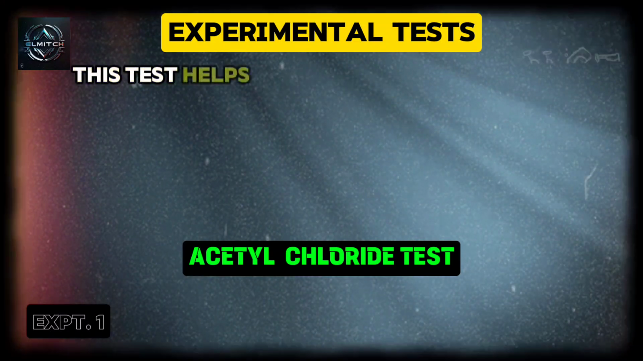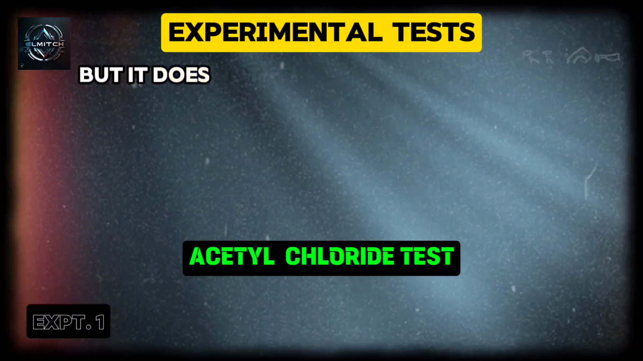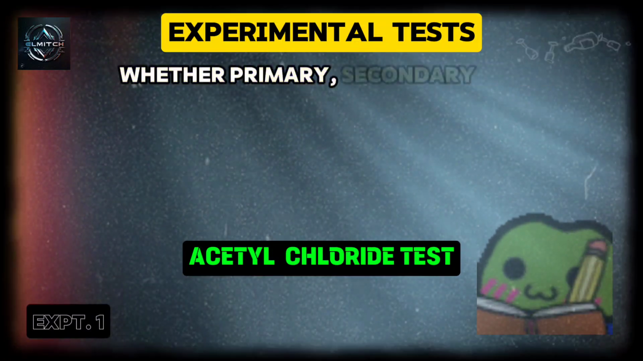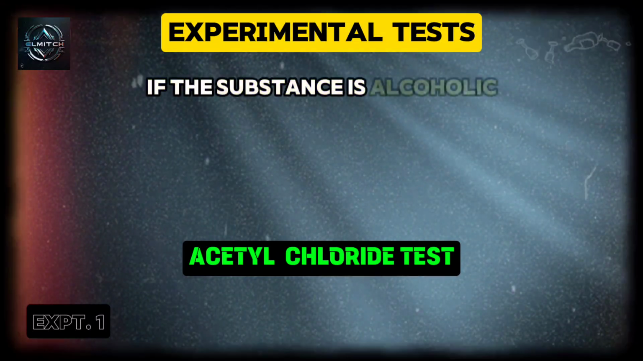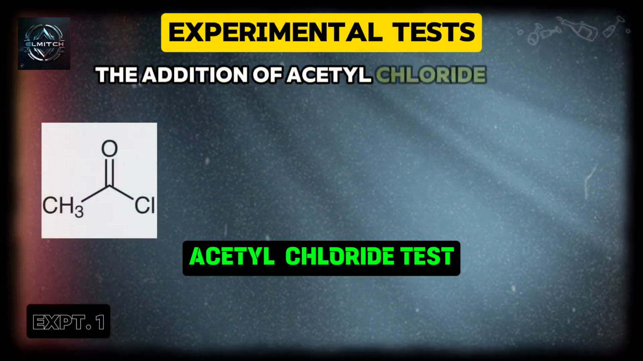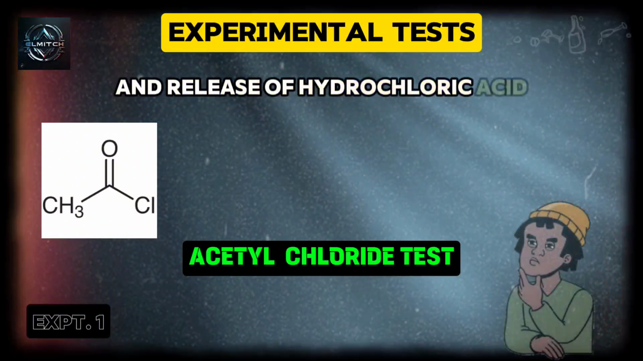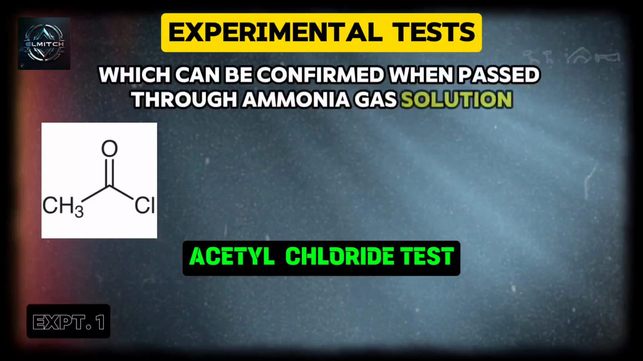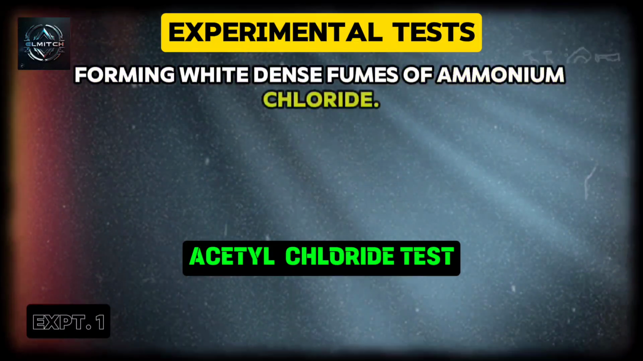This test helps to detect the presence of an alcohol in a sample, but it does not show the class to which the alcohol belongs, whether primary, secondary, or tertiary. If the substance is alcoholic, the addition of acetyl chloride will cause the evolution of heat and release of hydrochloric acid, which can be confirmed when passed through ammonia gas solution, forming white dense fumes of ammonium chloride.